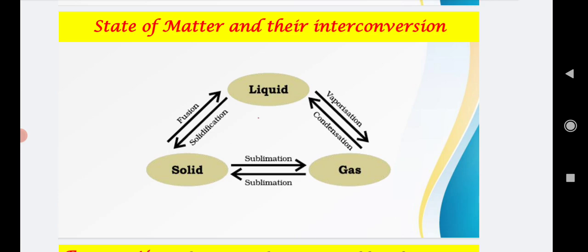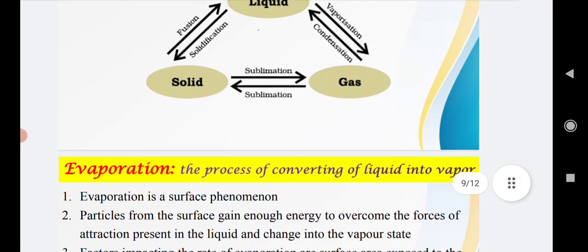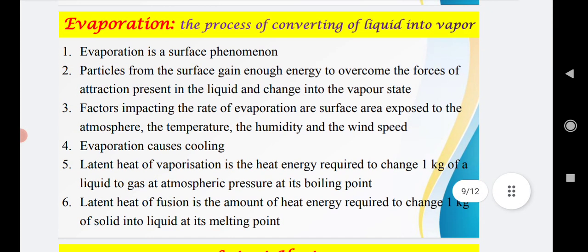So the state of matter can be interchanged or interconverted by these many steps. So let's move on to the next point, that is evaporation. Evaporation is the process of conversion of liquid into vapor. So what is evaporation? It is the process of converting the liquid into vapor. So now we will discuss evaporation.